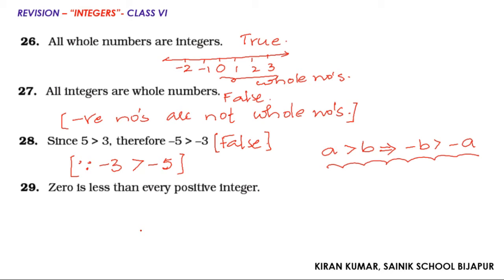Statement number 29: 0 is less than every positive integer. This statement is a true statement. When we observe the number line, we have got 0 before all the positive integers. So 0 is less than any positive integer. You can look at the number line. We have got 0, then we have positive numbers. So 0 is less than the positive integers.